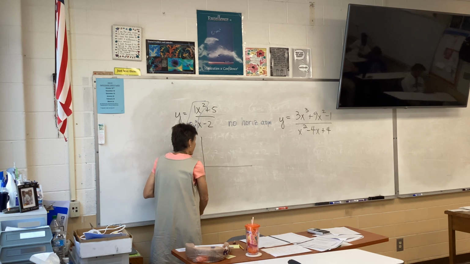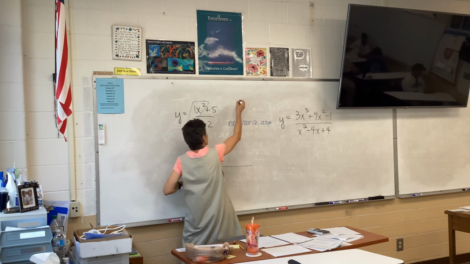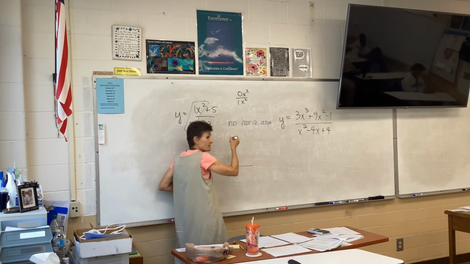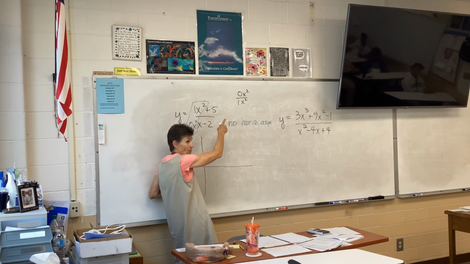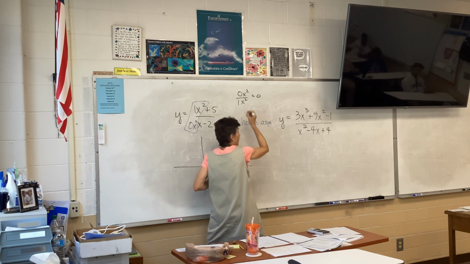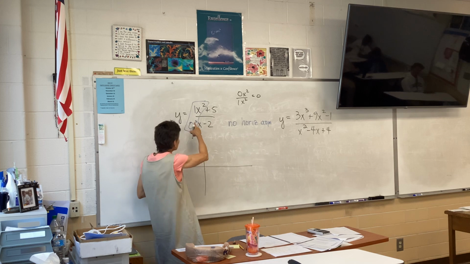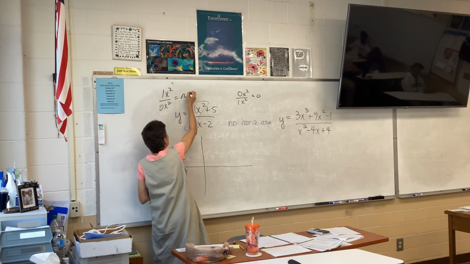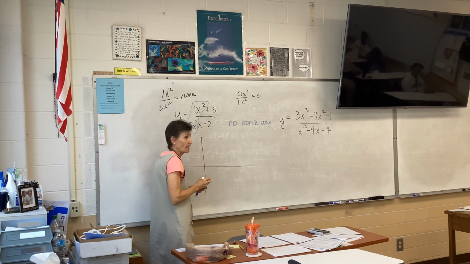That's different than what happened yesterday. Remember yesterday it was 0x squared over 1x squared? You see the difference? That's 0. When that happens, it's 0. But when this happens, it's none. No horizontal asymptote.